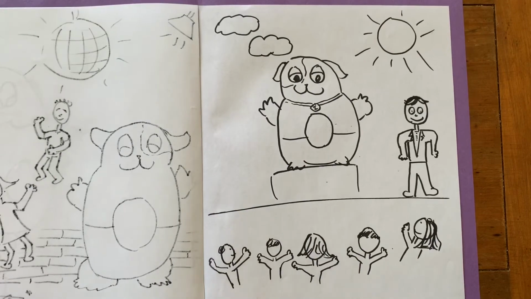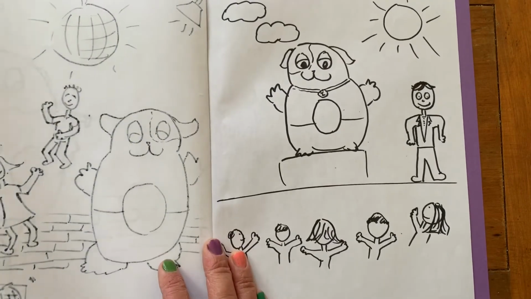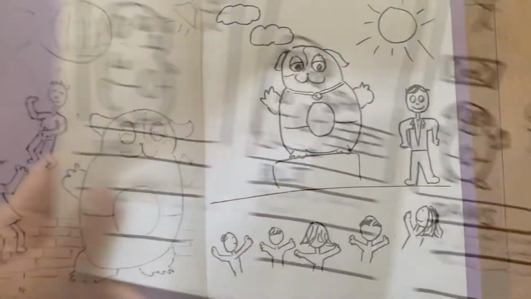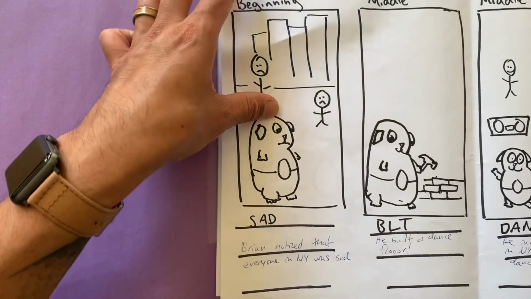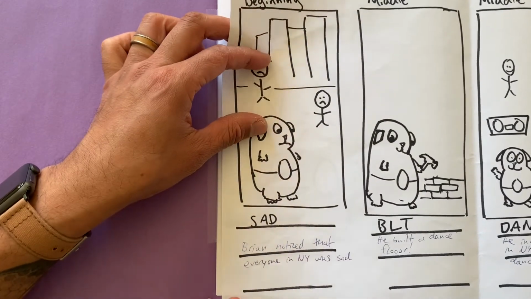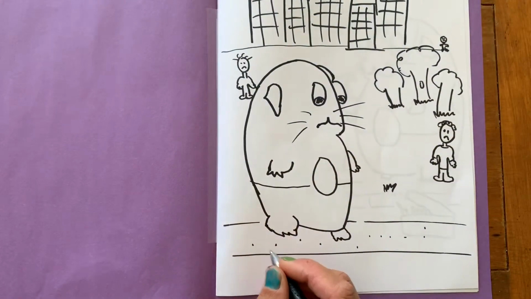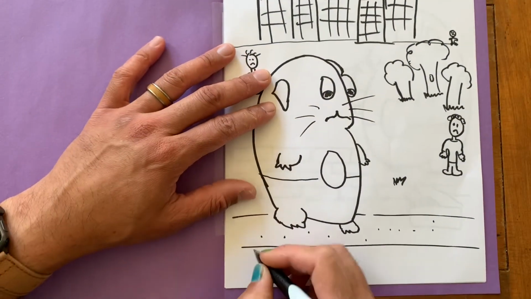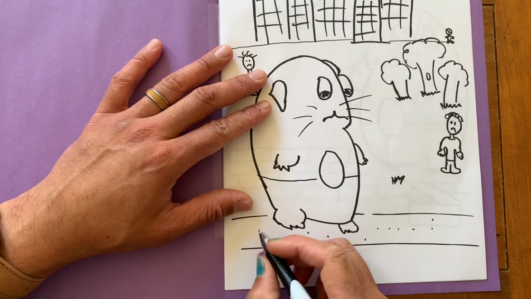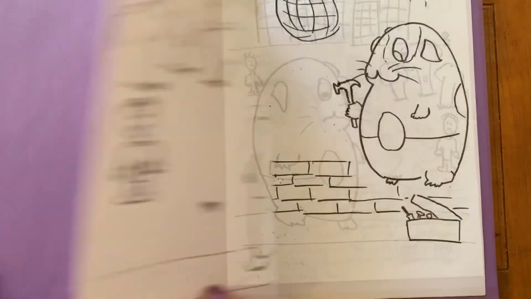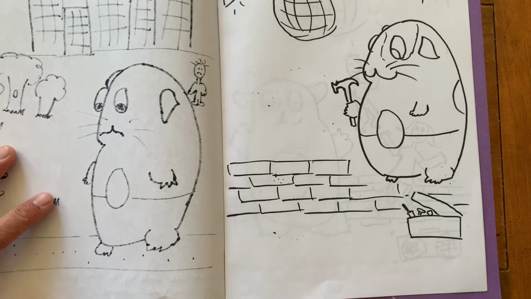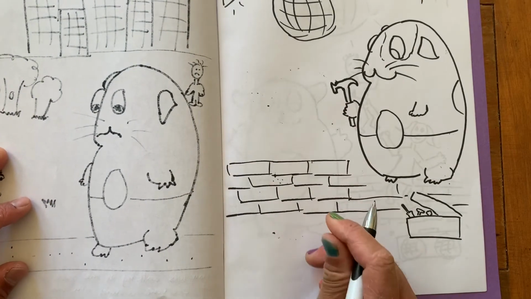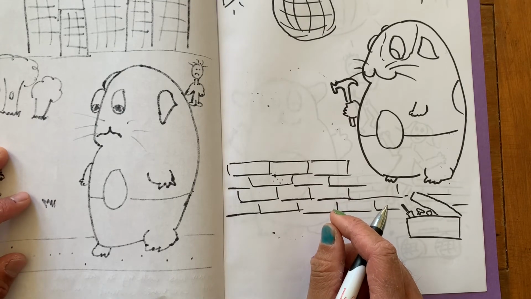Now, let's go back and look at our storyboard, and we'll add some more details in our words as well. So in the beginning, it says that Brian noticed that everyone in New York was sad. So I'm going to add a few more details to that. Brian was walking through the park, and noticed that everyone around him was sad, and this made him feel sad. So on page 2, it just says Brian built a dance floor. I am going to say, Brian thought, I have to do something about this. And he built a dance floor.